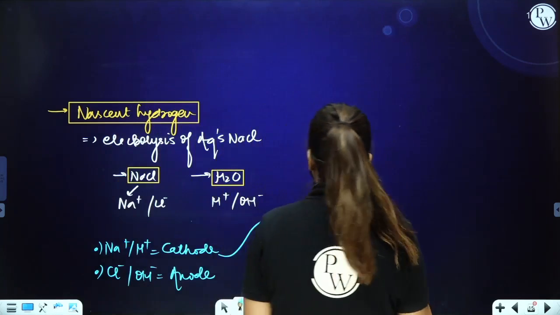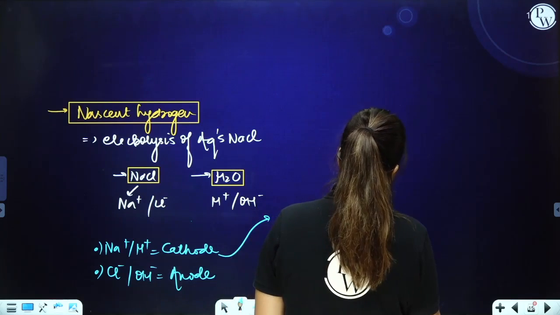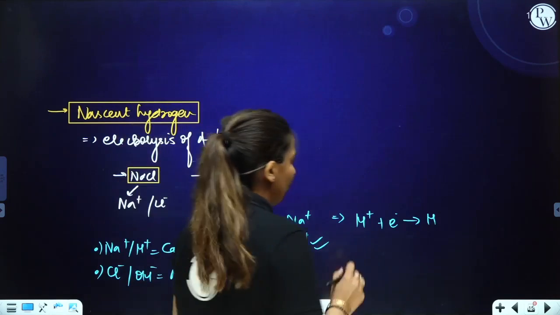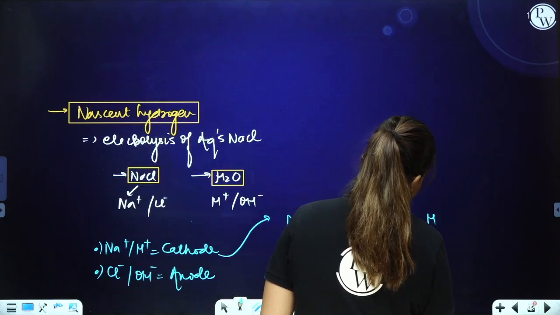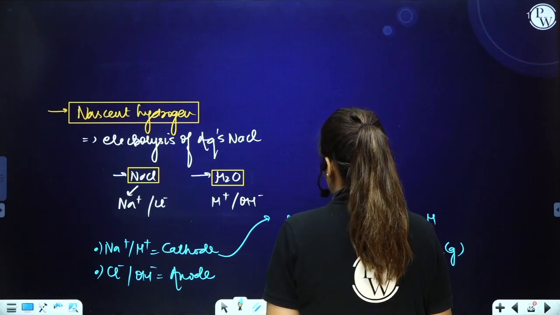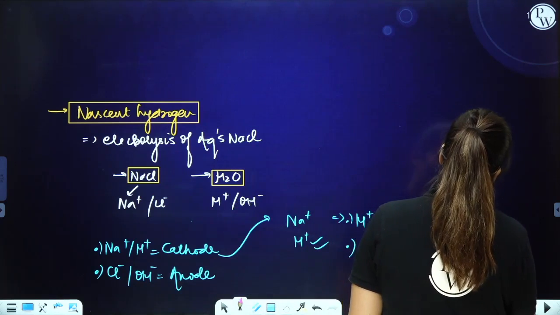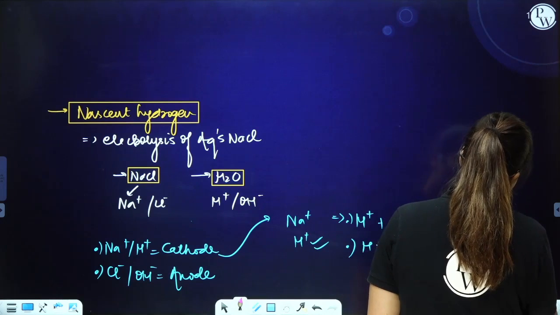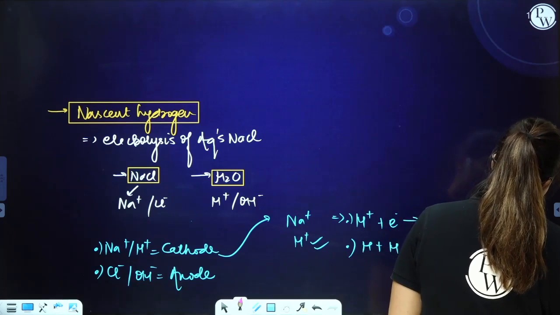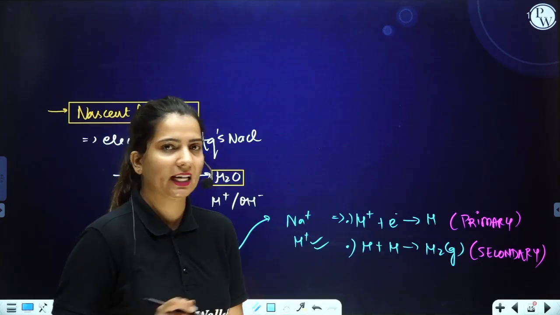Okay, perfect. Now what is happening? This H positive accepts one electron to first form H. Then this H combines with the other H to form hydrogen gas. Now you know that these two processes have some names. This is called the primary process, whereas this is called the secondary process.